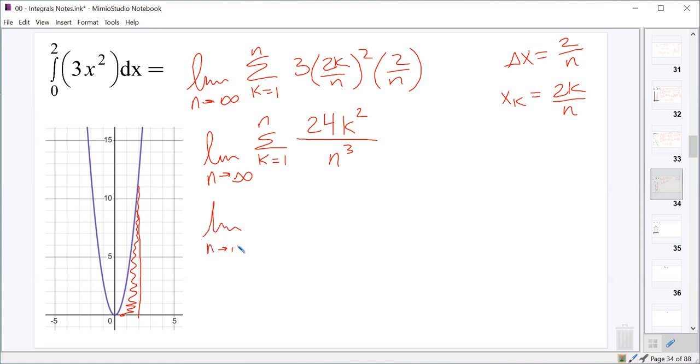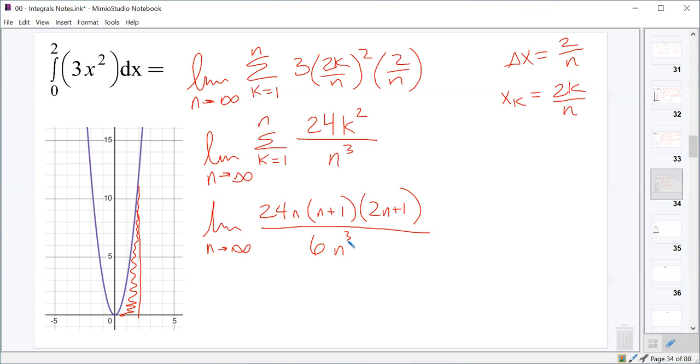So we have a limit as n approaches infinity of 24. That's not 4. 24 times the sum for k squared, which is n times n plus 1 times 2n plus 1 over 6. And then we still have that n cubed in the denominator. And the nice thing about these is for these really simple polynomial functions that we're dealing with so far, these are always going to just turn into rational functions for these limits. And the rational functions are always going to end up with the same degree in the numerator and the denominator. In this case, that degree is going to be 3.